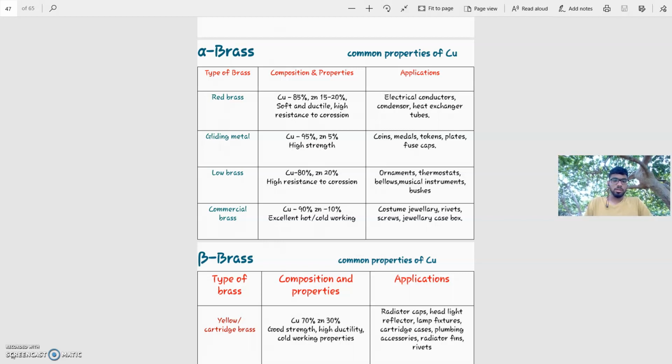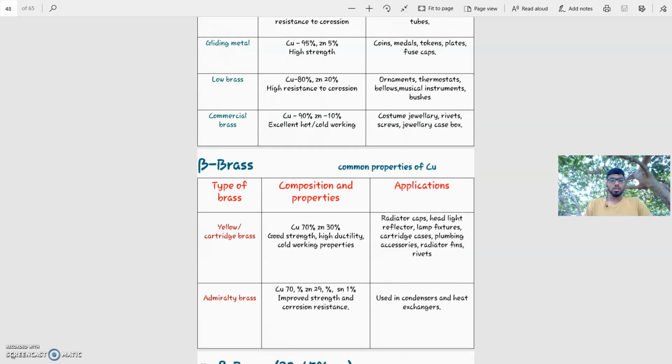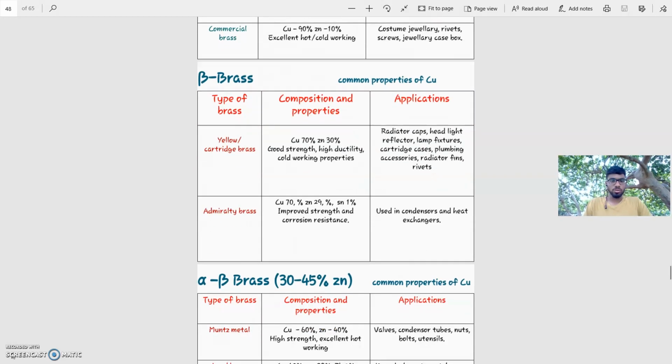Next one is low brass. It consists of copper 80%, zinc 20%, and the property is high resistance to corrosion. Applications are ornaments, thermostats, musical instruments, and bushes. Commercial brass: copper 90%, zinc 10%. Properties are excellent hot or cold working. Applications are costume jewelry, rivets, screws, and jewelry case boxes.